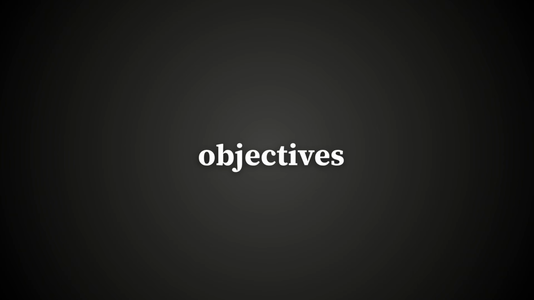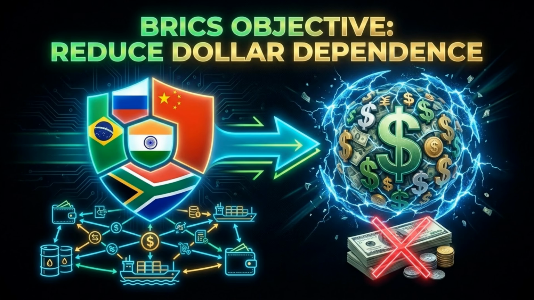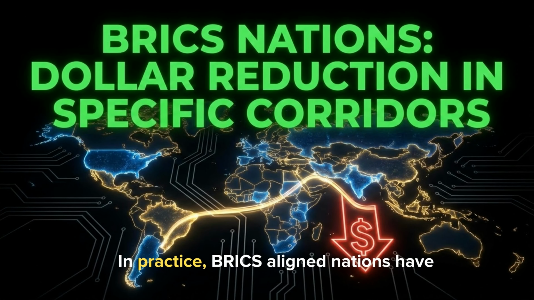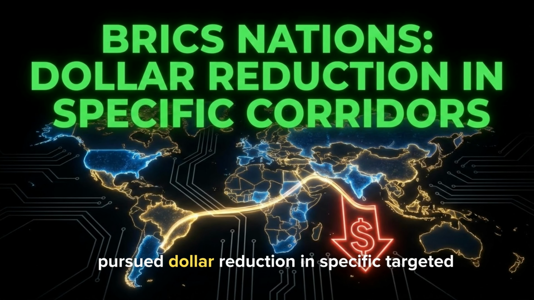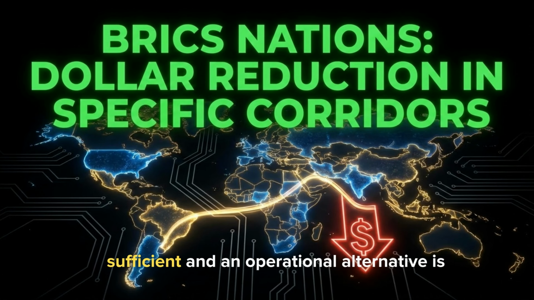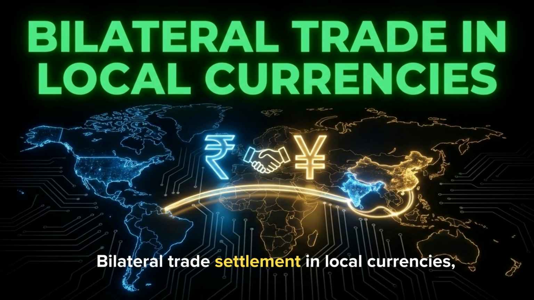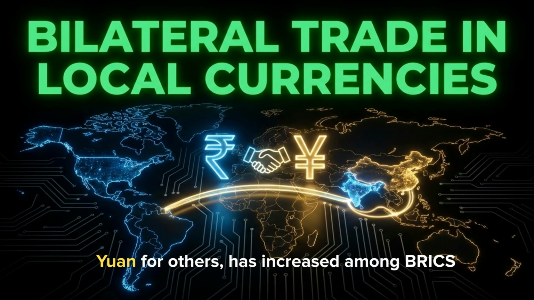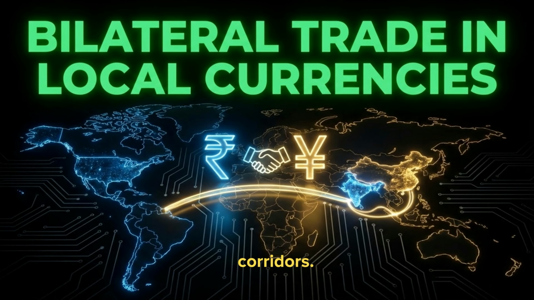One of the stated objectives of BRICS, articulated across multiple summit declarations, is reducing dependence on dollar-dominated financial systems in global trade and investment. What does this look like in practice? In practice, BRICS-aligned nations have pursued dollar reduction in specific, targeted corridors where the political incentive is sufficient and an operational alternative is available. Bilateral trade settlement in local currencies, Indian rupees for specific trade flows, Chinese yuan for others, has increased among BRICS members and their trading partners in certain corridors.